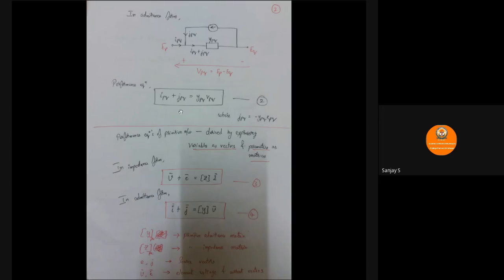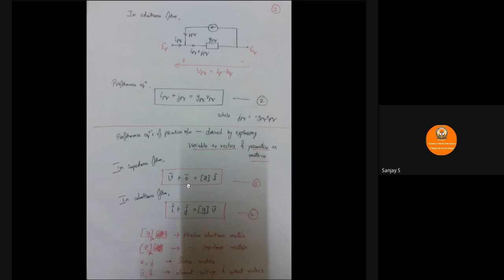elements. We can derive the unknown elements here by expressing these variables as vectors and parameters as matrices. So we rewrite equations 1 and 2 in this form. For impedance form, when you rewrite, variables can be treated as vectors. So V plus E is equal to matrix Z into vector I. So we have VPQ plus EPQ is equal to ZPQ into IPQ, where V, E and I are treated as vectors, Z is treated as a matrix. So we have V plus E vector will be equal to Z matrix into I vector.